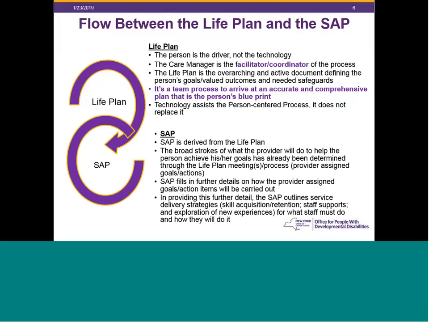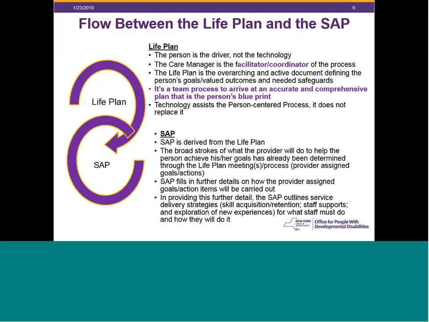But having one location for the person's goals and valued outcomes, as well as their safeguards, that's consistently communicated and shared across providers will facilitate improved quality outcomes, and that's the goal of all of this systems change. It's a team process to arrive at an accurate and comprehensive plan that's the person's blueprint. So the person's blueprint is, this is what I want from my services. This is what I want in my life to support those person-centered processes, that support the person-centered outcomes that are most important to that person.